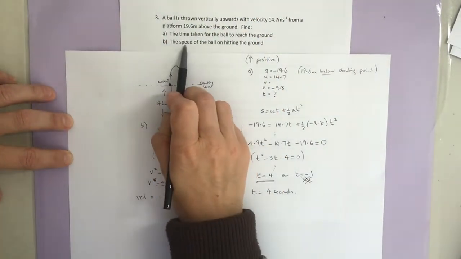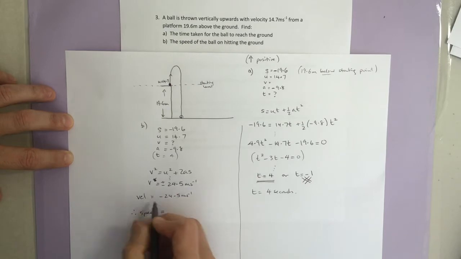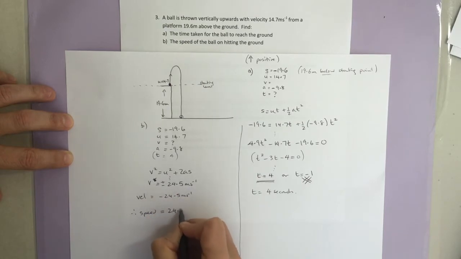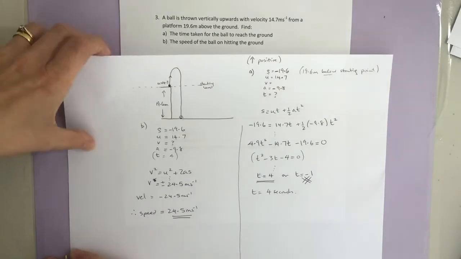But interestingly, this question asks for speed, not for velocity. So what does that mean? That means the speed, which is the magnitude of the velocity, is just 24.5 metres per second, and it would be in that downward direction. So there's our answer for that question. Okay, let's do another one.